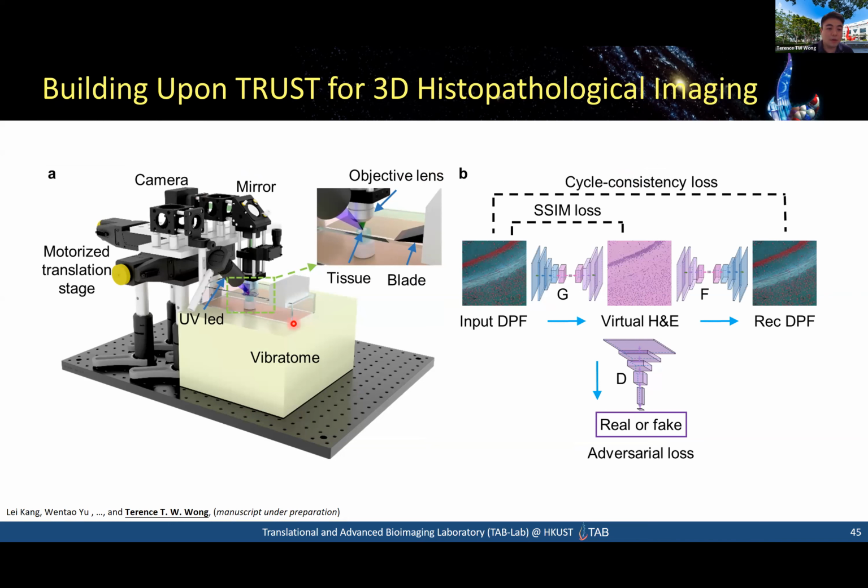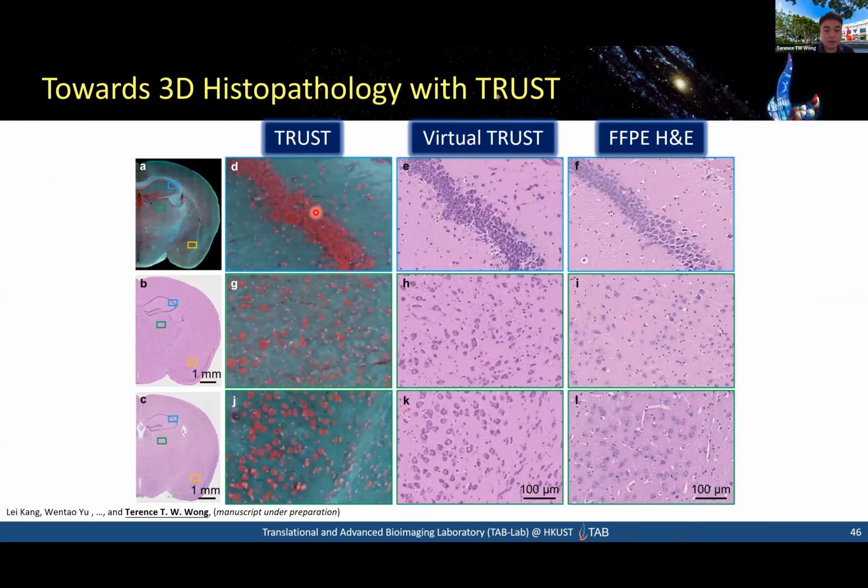So we build upon TRUST. This is still the TRUST system, but then we also incorporated virtual staining algorithm or tricks into TRUST, such that at the end, not only the colorful images for basic scientific discovery, we can also do virtually stained H&E images. At the end, the people in the medical domain can also understand and appreciate. And here really shows you some quick demonstrations.